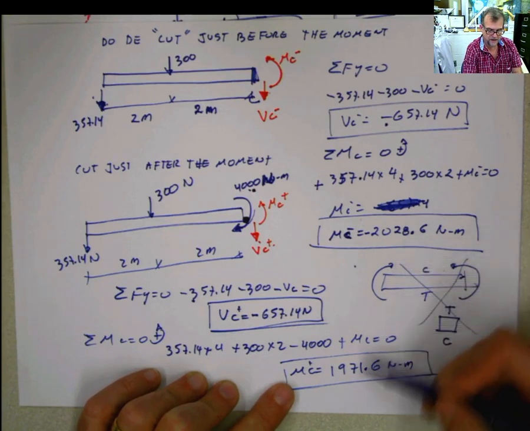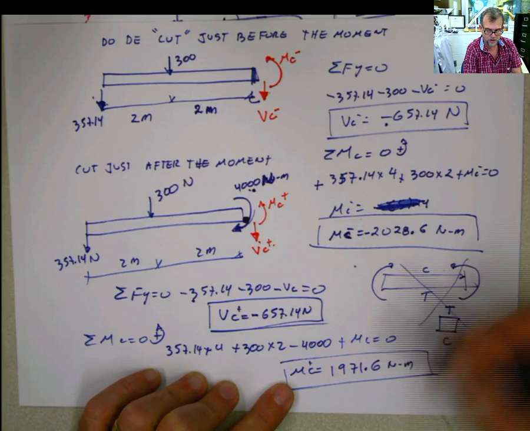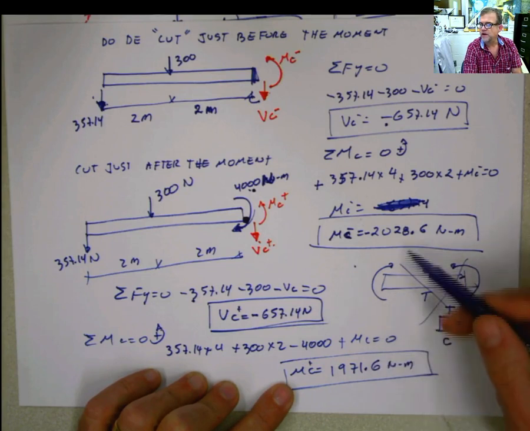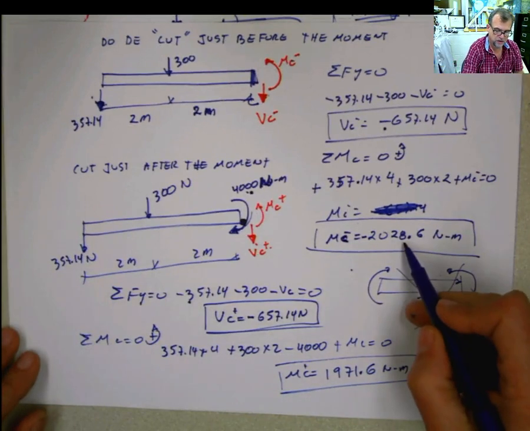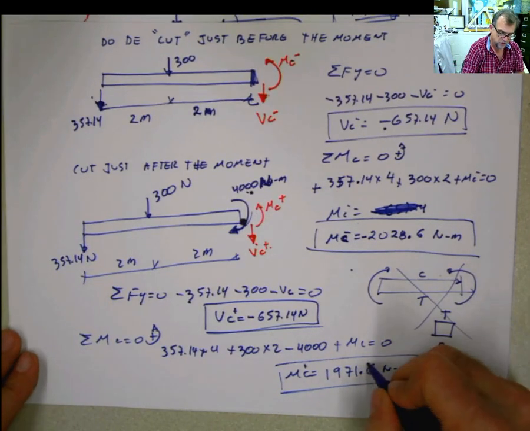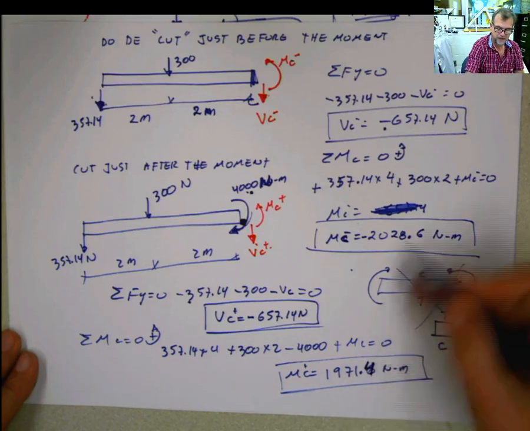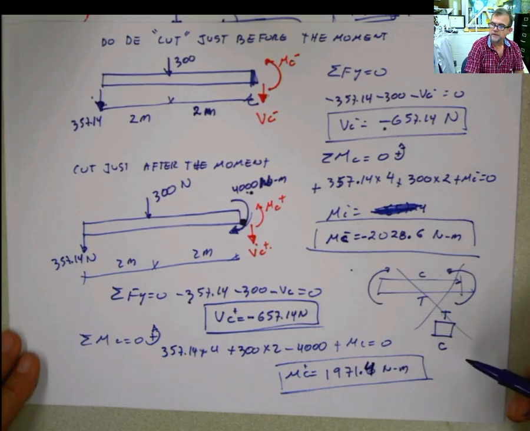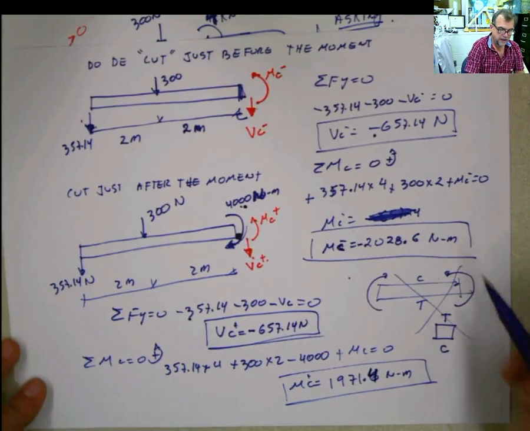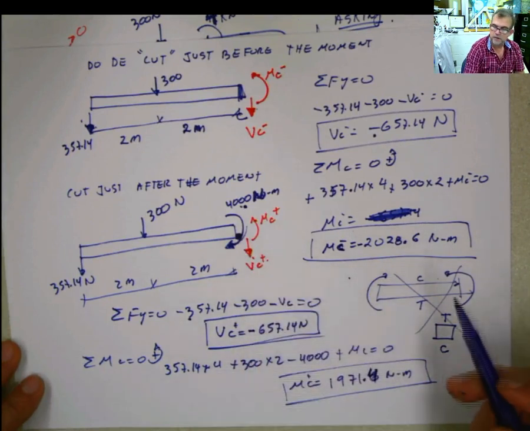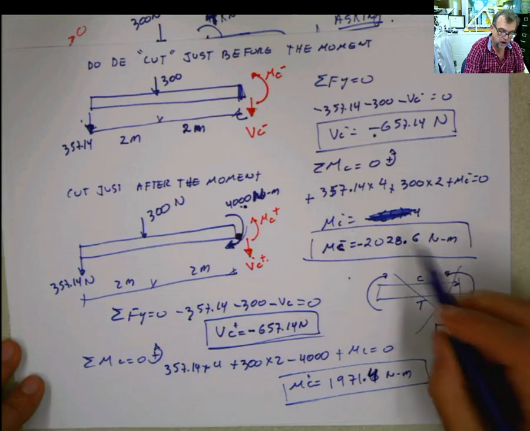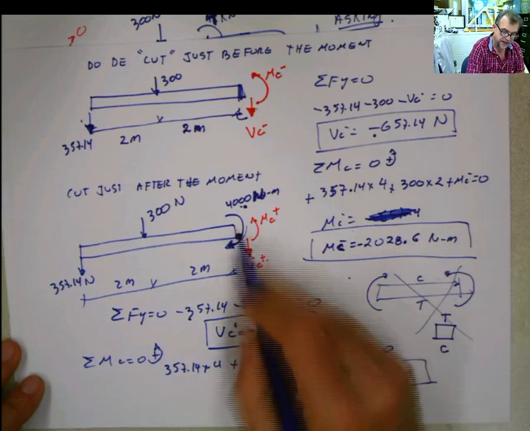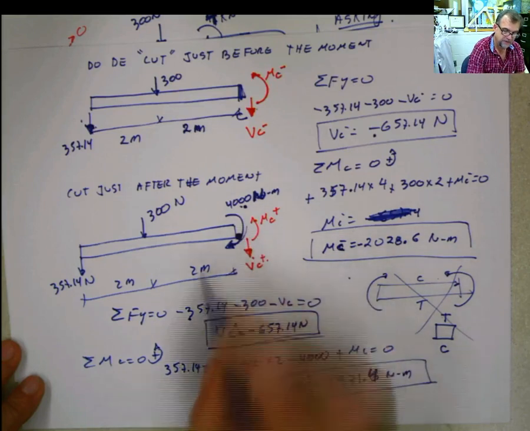This is what we got before, and this is what we got after. If you check the distance between these two, or the absolute value between the two of them, one is negative 2028.6 and this is 1971.4, because they have to add 4,000. This is the way. So what happened there, whenever I have a concentrated moment, the shear diagram doesn't suffer, or the shear at that point doesn't change. However, the moment jumps in the same direction, in the same amount of the moment.